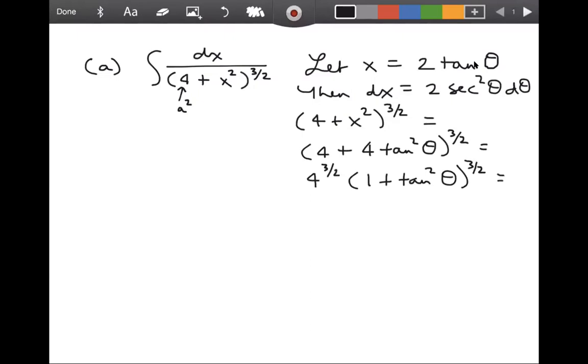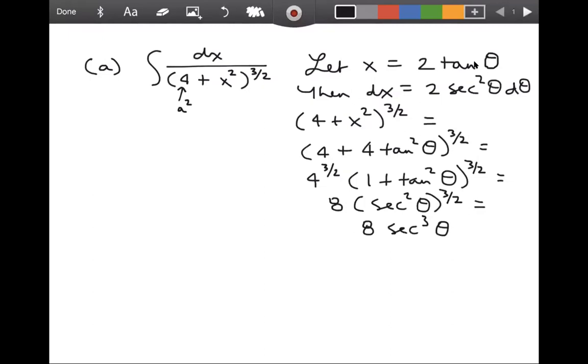All right, and this is the reason that we use this substitution. Because of having that a squared plus x squared in here, you're going to get a 1 plus tangent squared theta, which you can then replace with secant squared theta. 4 to the power 3/2 is 8. And then secant squared theta to the power 3/2 is just going to be secant cubed theta.